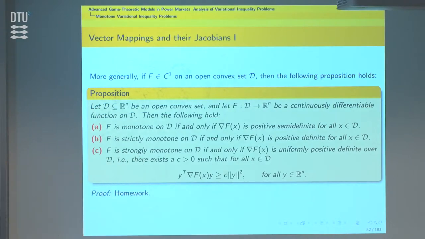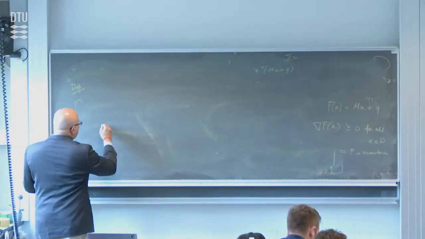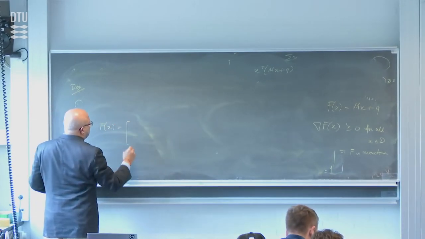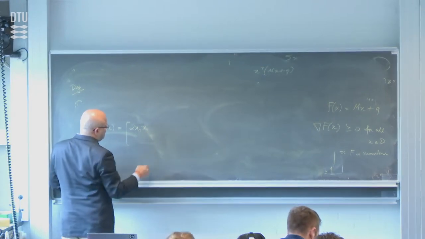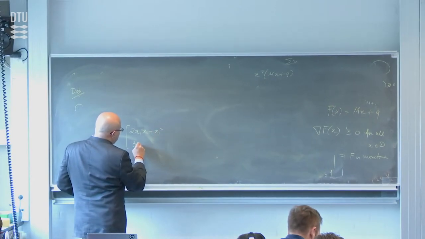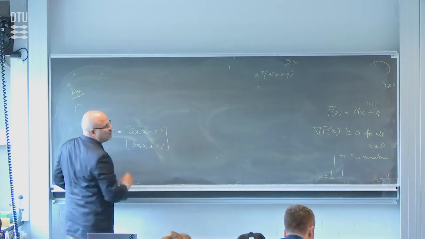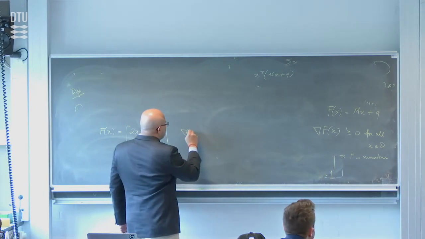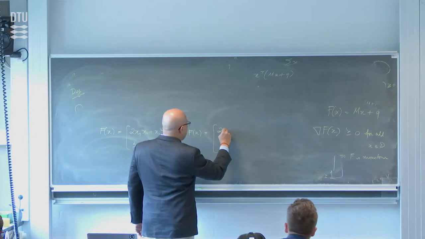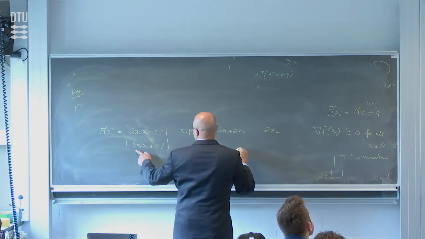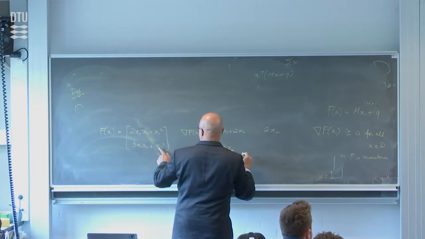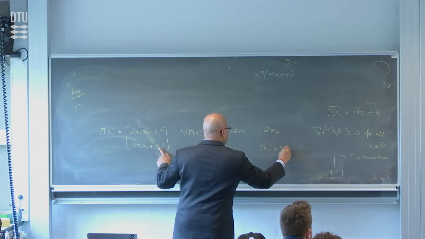So for instance, if I gave you f of x is 2x, let's see, x2 plus x1 squared. Okay. So now if you take the Jacobian of this, what you get is 2x1 plus 2x2. You get 2x2. You get 3x2. And you get 3x2 squared plus 3x1. Okay?